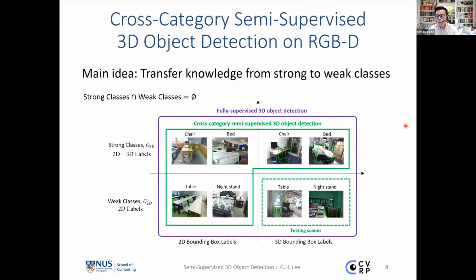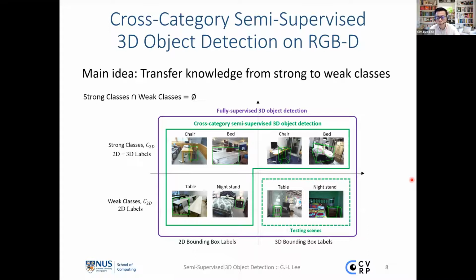A third possible way to circumvent the requirement for large amounts of ground truth 3D bounding box labels is cross-category semi-supervised learning. And in this setting for RGBD data, we are given the ground truth 2D bounding boxes for all object classes and the ground truth 3D bounding boxes only for a few object classes during training. We use strong classes to refer to the object classes with both 2D and 3D bounding box ground truths. The object classes with ground truths for only the 2D bounding boxes are referred to as the weak classes.